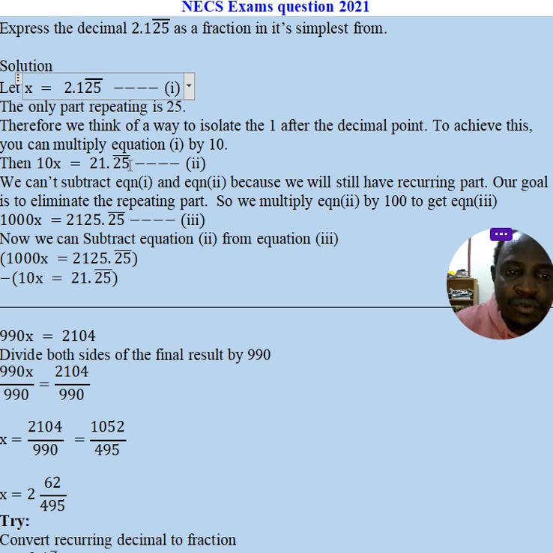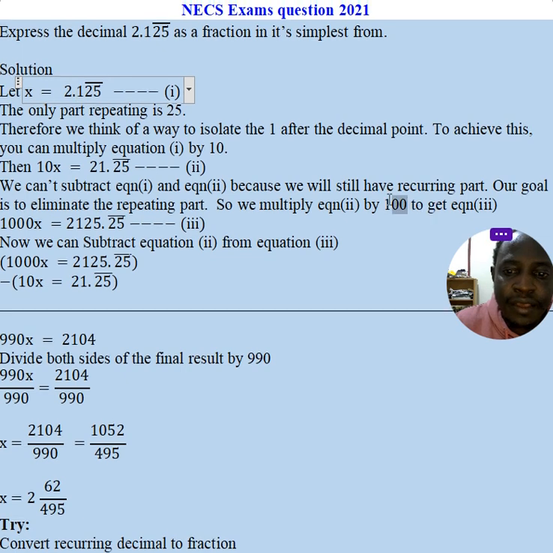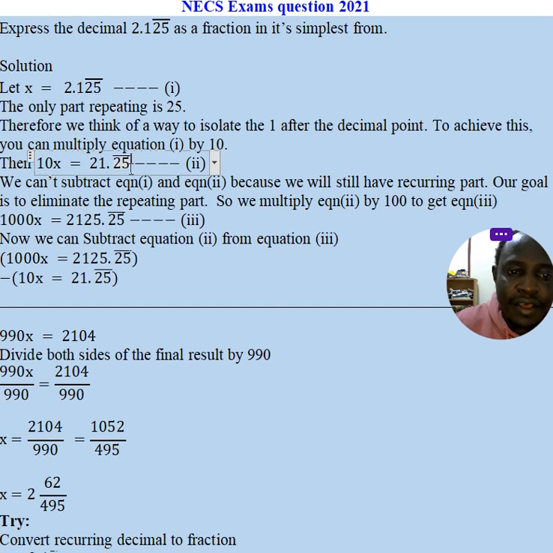But since it is two numbers repeating, we will multiply it by 100. So we multiply it by 100, moving the decimal point 2 places to the right. If we do that, we will arrive at 2125.25 recurring, with 25 still repeating. But we also multiply this one by 100 to get 1,000x.